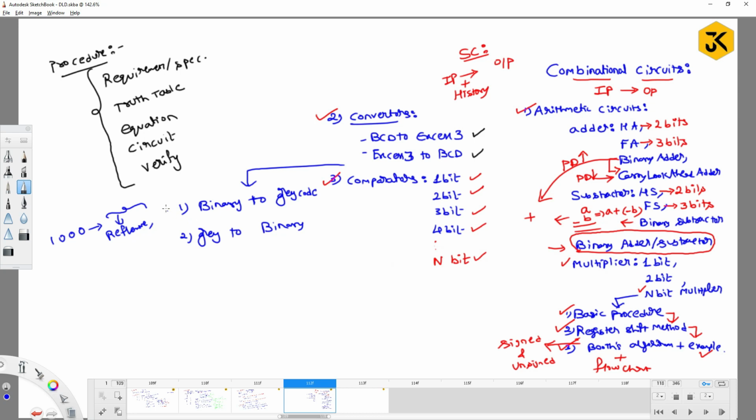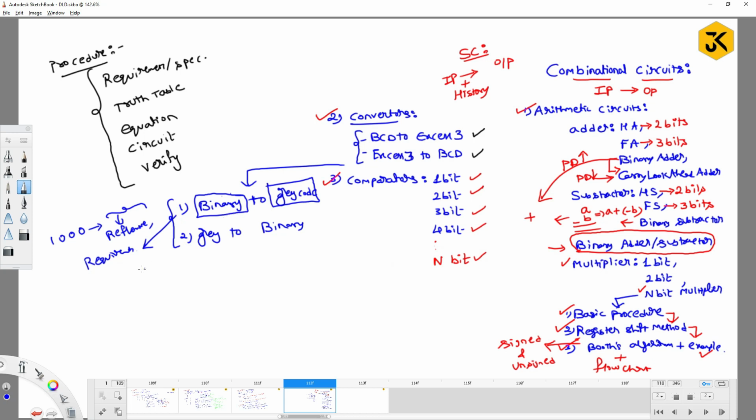So first, when you are trying to solve this question, if you understand the conversion of BCD to XS3 or XS3 to BCD, you can understand this. First you have to identify what the requirements are. Requirements means: what do you mean by a binary number, and what are the valid binary numbers? What do you mean by gray code, and what are the valid gray codes? That is the requirement.